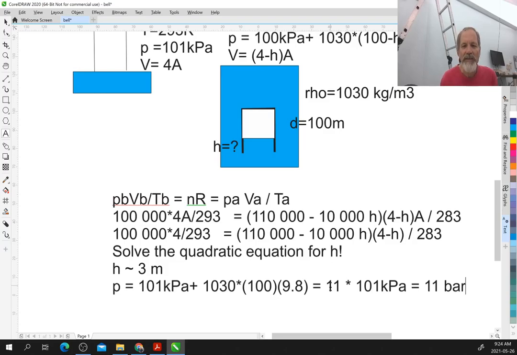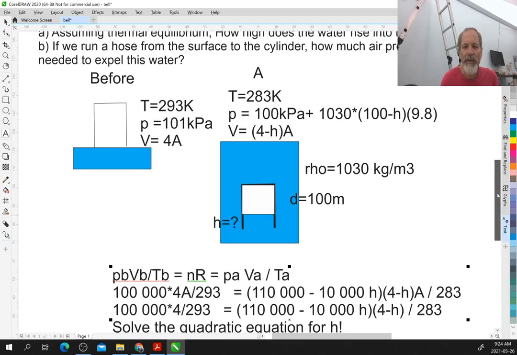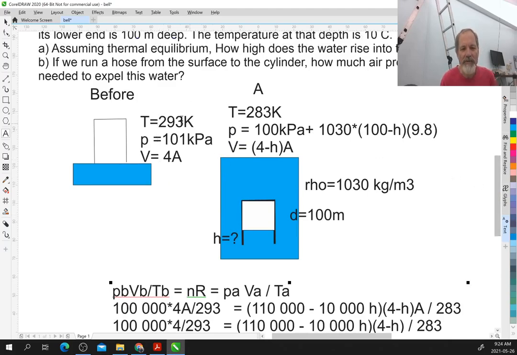So this is, I think, an interesting question because it's very important at the very beginning to set up and try to understand what the problem is and what information we have before we start the problem. Then we can use the laws and quickly solve the problem with the ideal gas law.